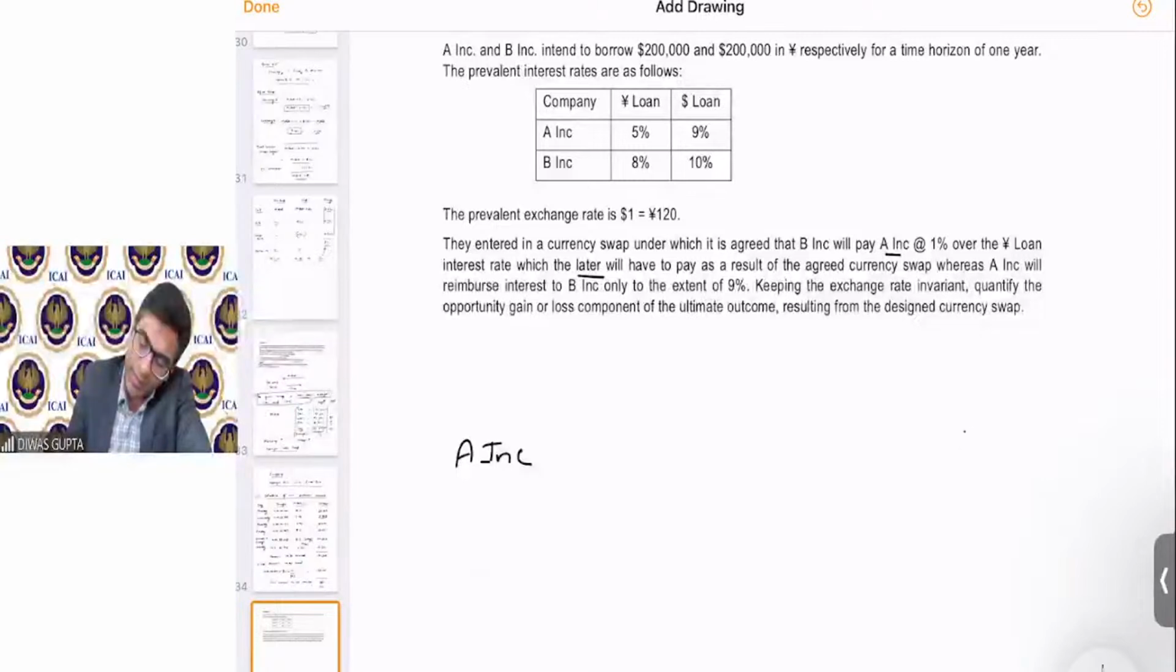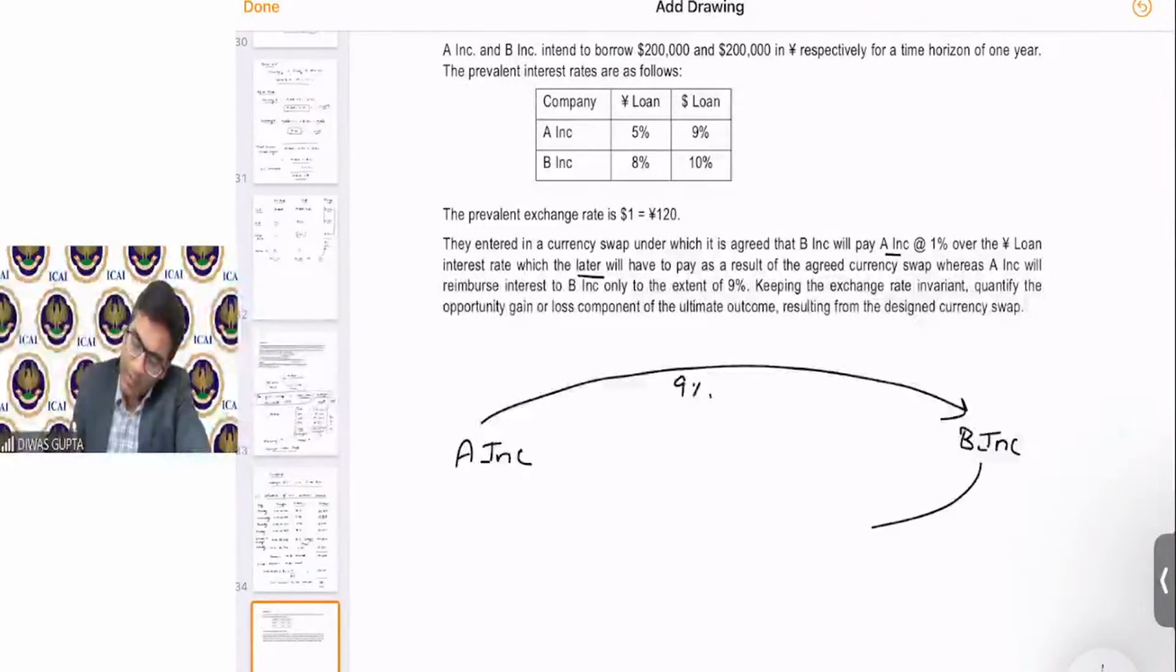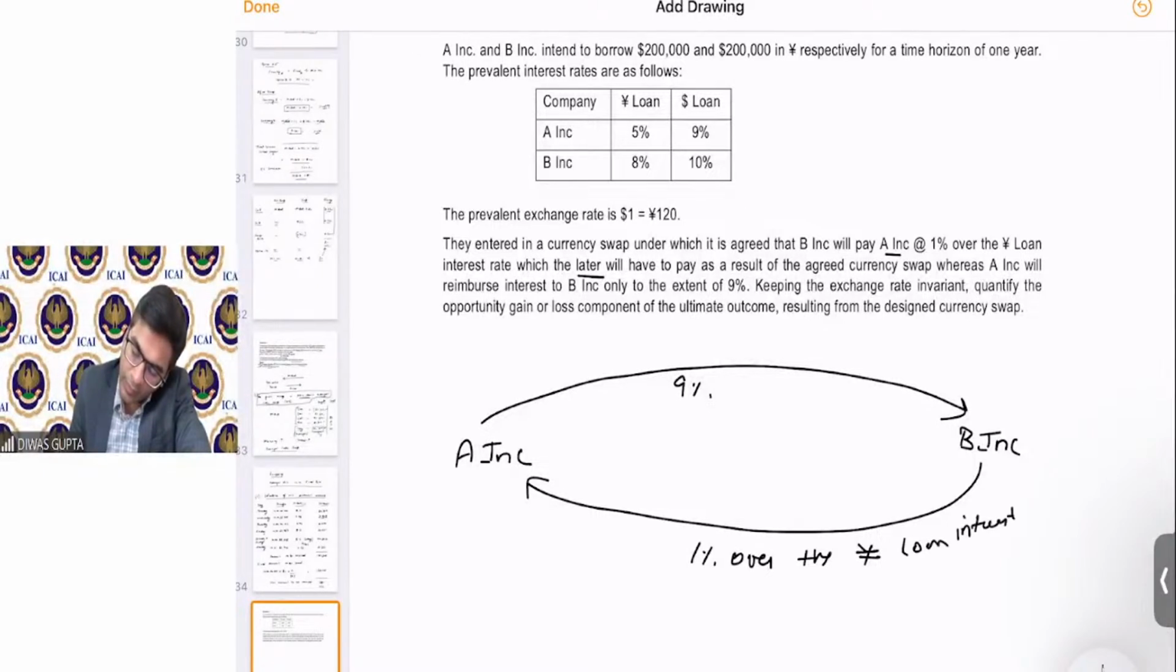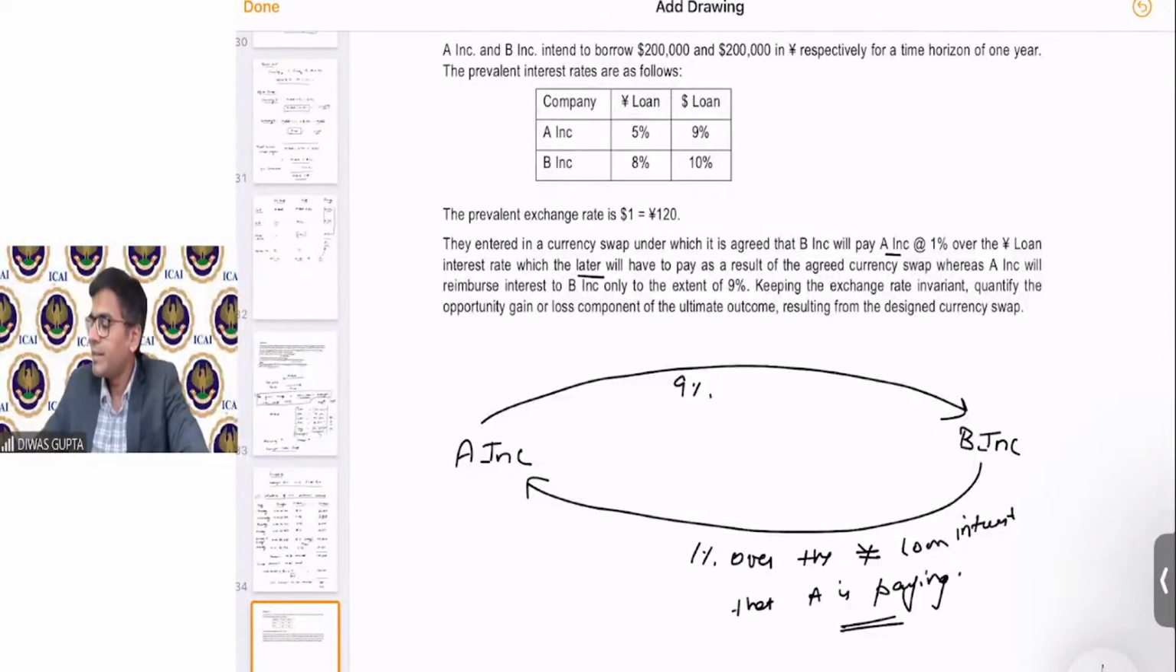Now see students, this is A Inc., this is B Inc. So A Inc. will pay to B Inc. interest to the extent of 9% and B Inc. will pay to A Inc. 1% over the yen loan interest that A is paying. Okay, simple, clear. This is the swap. Keeping the exchange rate invariant. That means they are saying you keep the exchange rate the same from current year to the next year because the borrowing is for 1 year.